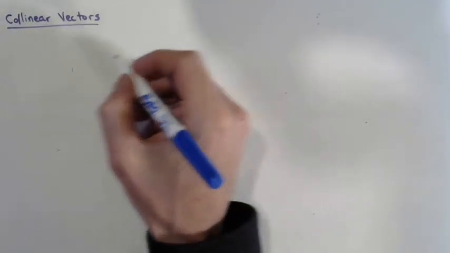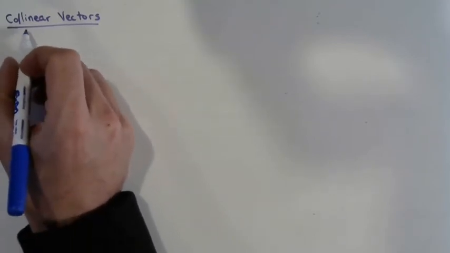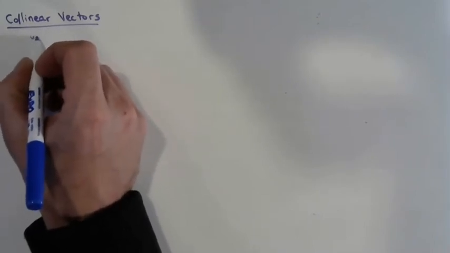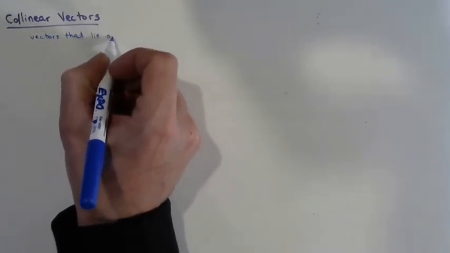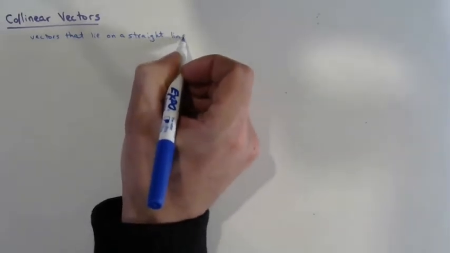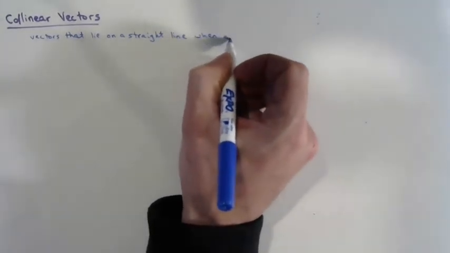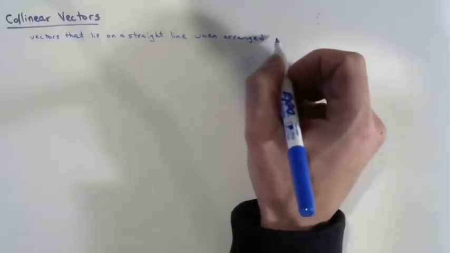Quick little note here on collinear vectors. Vectors are collinear if they lie on a straight line when arranged tail to tail. So collinear vectors are vectors that lie on a straight line when arranged tail to tail.